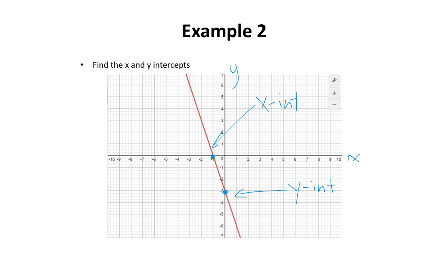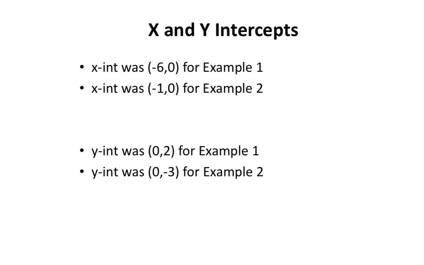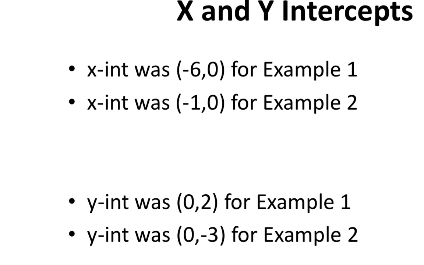I'm going to go ahead and figure out the coordinates of the x-intercept. That is (-1, 0), while the coordinate of the y-intercept is (0, -3). I've gone ahead and summarized the results from the last two examples. If you take a close look at the x-intercepts for example 1 and example 2, you'll notice a pattern.